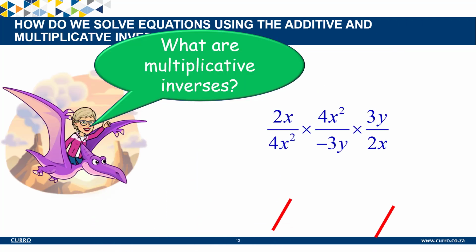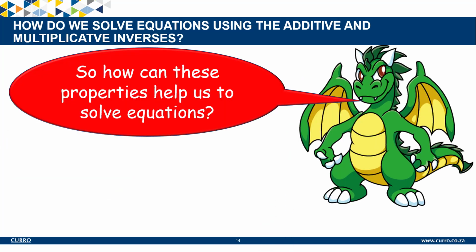Let's look at this expression. The 2x and the 1 over 2x will give 1. Negative 3y times 1 over 3y will be negative 1. And the 4x squared and the 1 over 4x squared cancel, and that will give us 1. So our answer is a super cool negative 1. But how can this help us to solve equations?